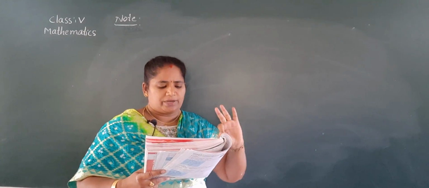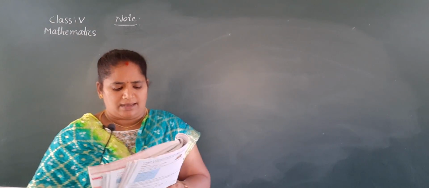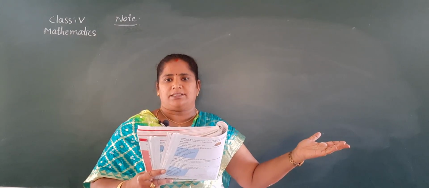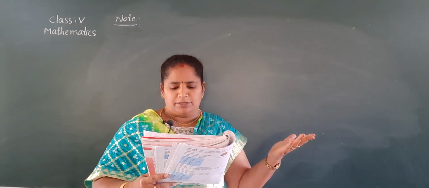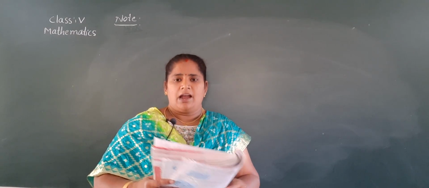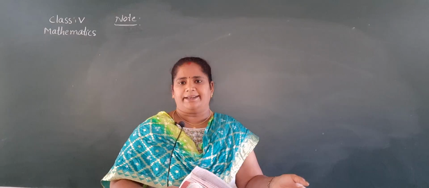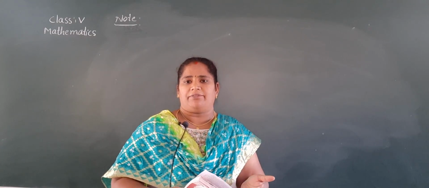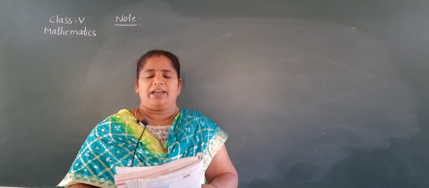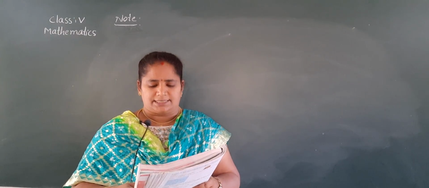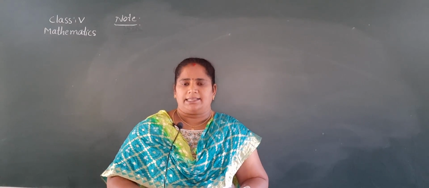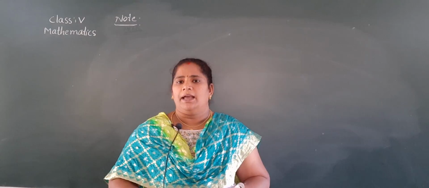Okay, in three situations we use multiplication. Once again I revise that. When a quantity increases multiple times by the given number, in that situation we use multiplication. And when the value of one item is given and we have to find the value of more items, then we do multiplication. And when we have to find the product of two or more numbers, we do multiplication. Product means the result of multiplication is called product.